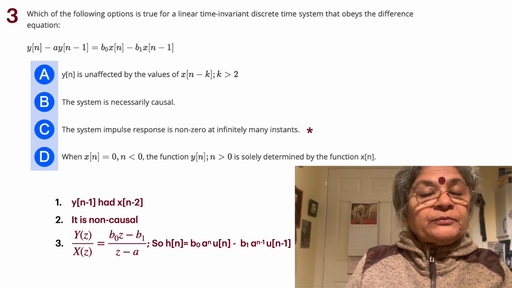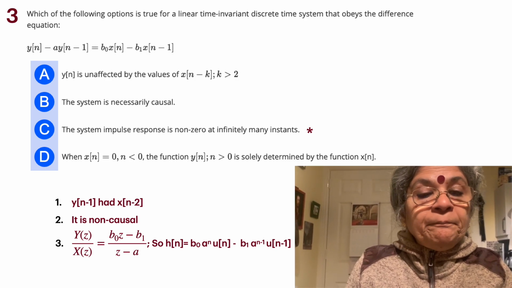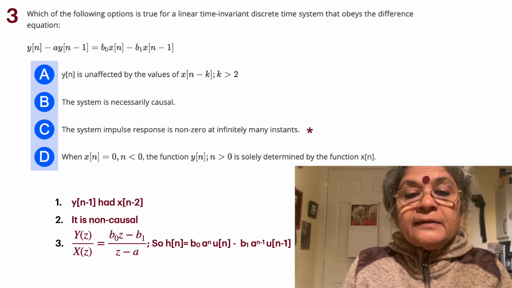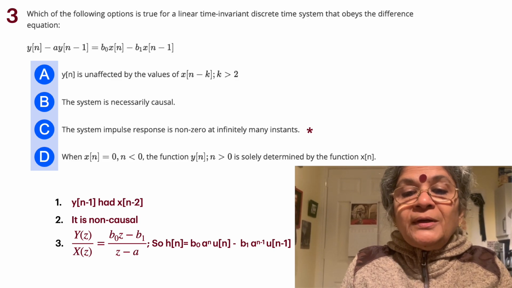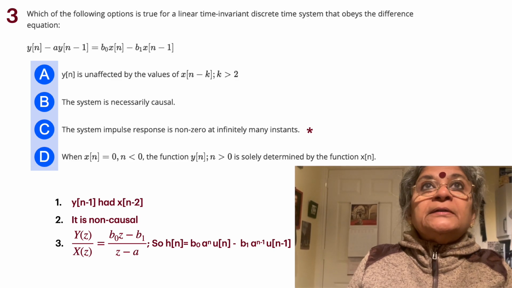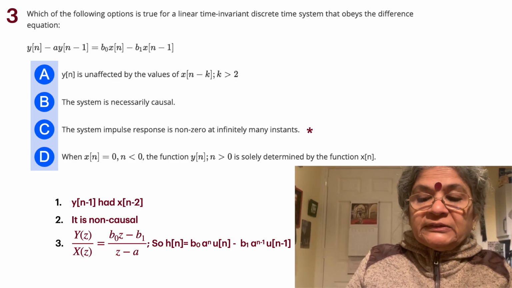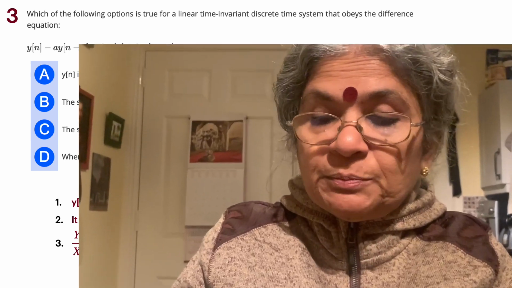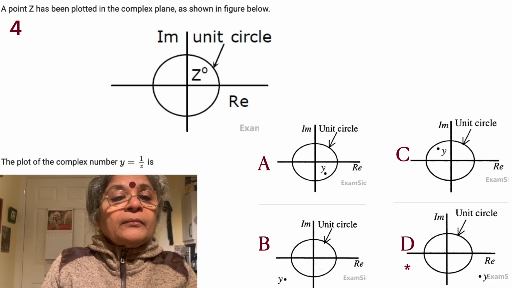So we rule out a and b, and let's look at d. When x[n] is equal to 0 for n less than 0, the function y[n] for n greater than 0 is solely determined by the function x[n]. No. We see that we have the history also being taken into consideration when we describe the difference equation in this particular manner. Okay, so let's go to the fourth question.